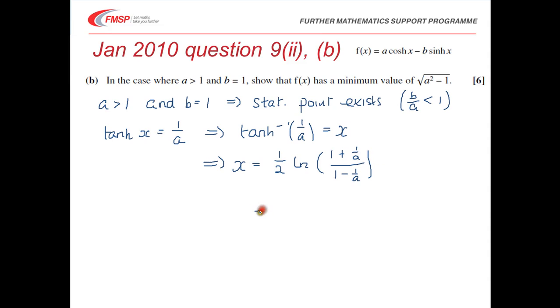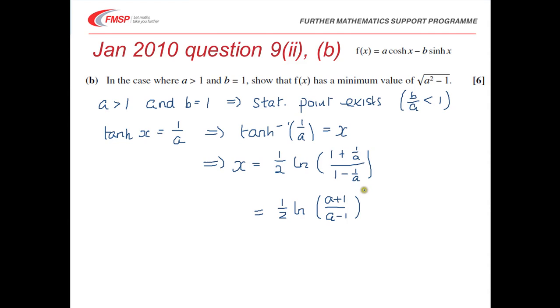So we could, of course, just looking at that, we could take a common denominator of a on each of the numerator and the denominator, which will then give us x equals a half of log a plus 1 over a minus 1. So we now have a value for x.